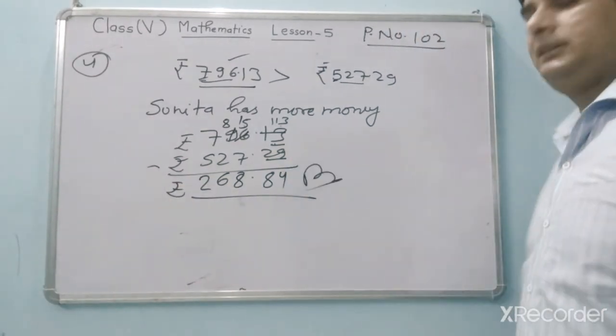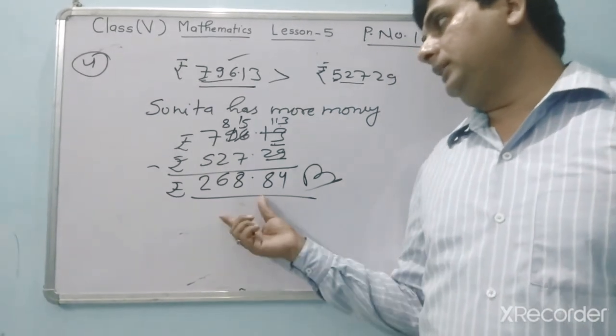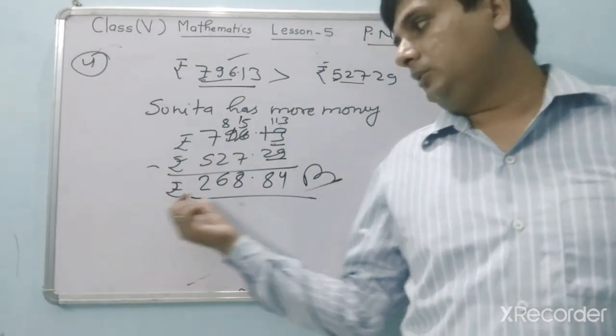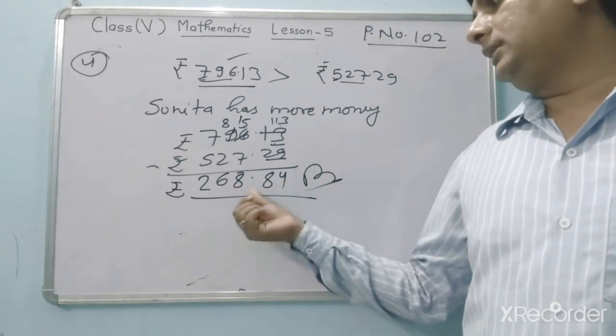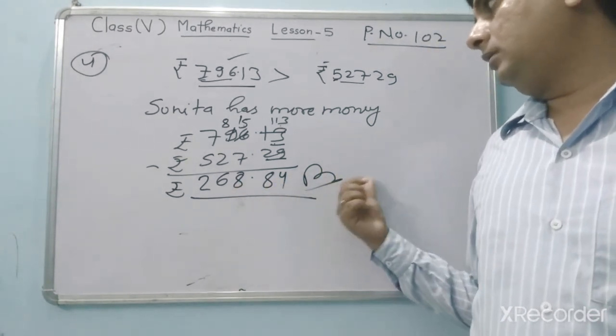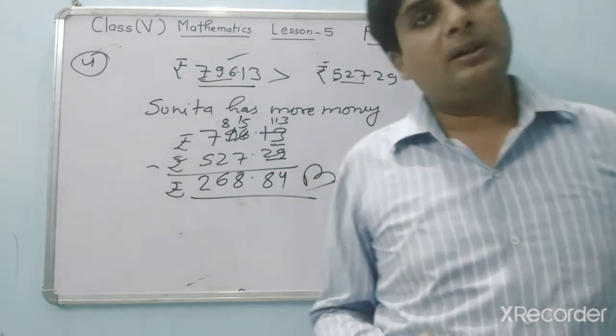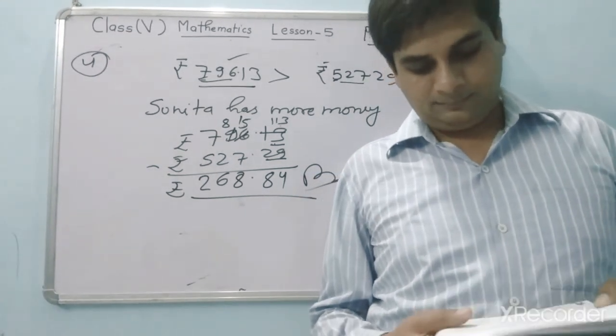268.84. This is the difference. This much money is more. Okay. Asking now how much money, so you can write this much: rupees 268.84 money is more. Okay, so that will be your answer.